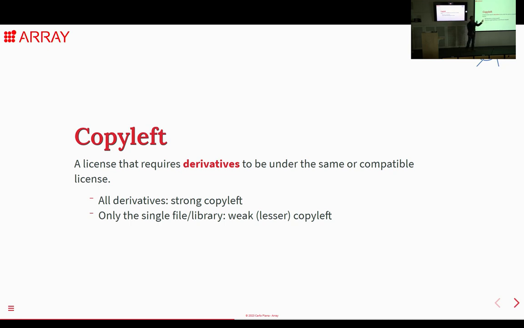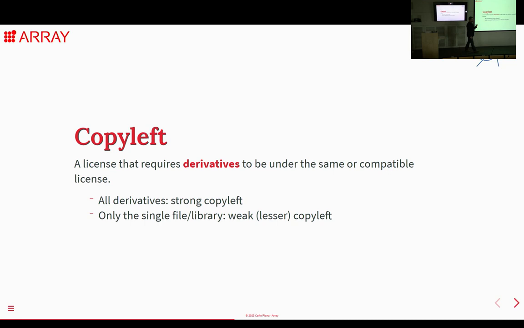But sometimes certain licenses have a special requirement, a special condition, not just that you have to acknowledge my authorship, ship the license text, or accept that I'm not liable, which are the very permissive licenses. Certain licenses have a special condition. The condition is that all derivatives are under the same or a compatible license.